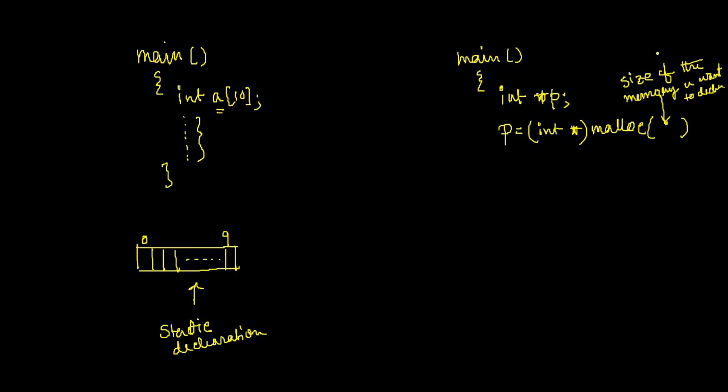And obviously, this is in byte. The unit is byte. So that means if you write 10, it means 10 bytes of memory location will be dynamically allocated, where you can store some integer values. Similarly, if you write 20, that means you can store 20 bytes of memory.